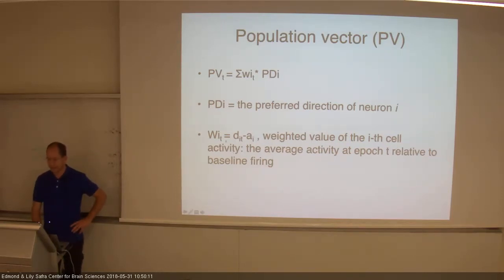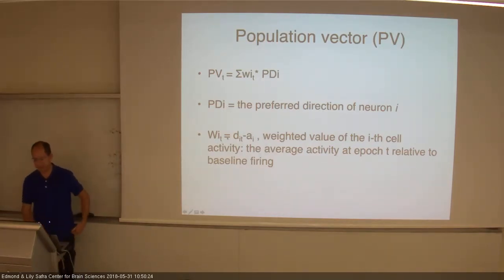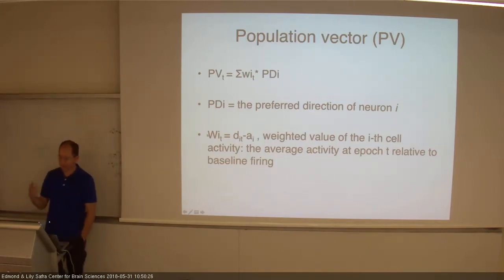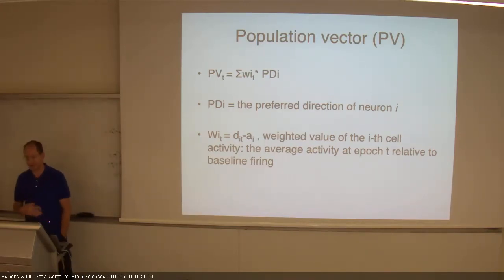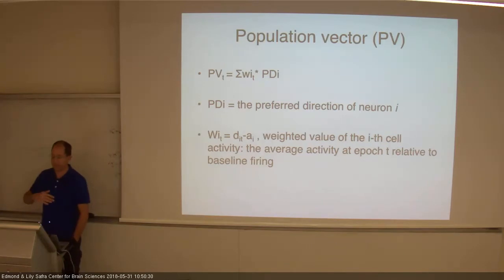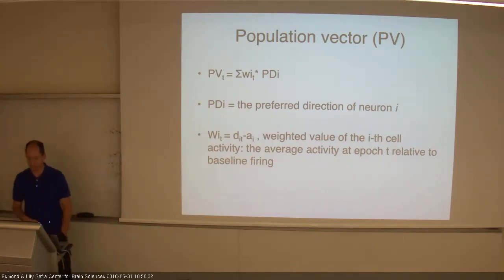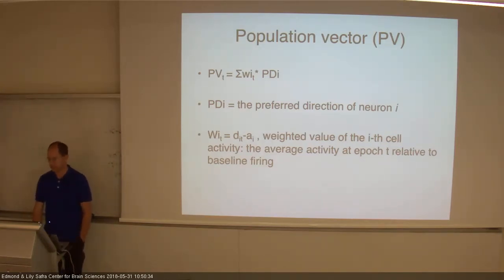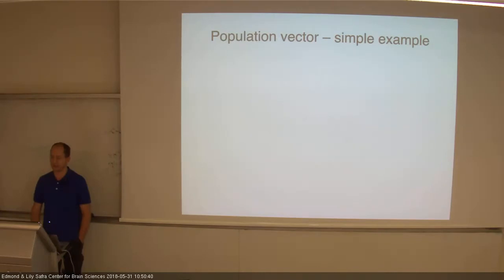And as I said, the weight is the firing rate minus the baseline firing rate. So this could be negative, right? And that will actually contribute to movement in the other direction. But most of the cells, at least in the motor cortex, don't have very high firing rates. They can mainly increase their firing rate. It's hard for them to decrease their firing rate.